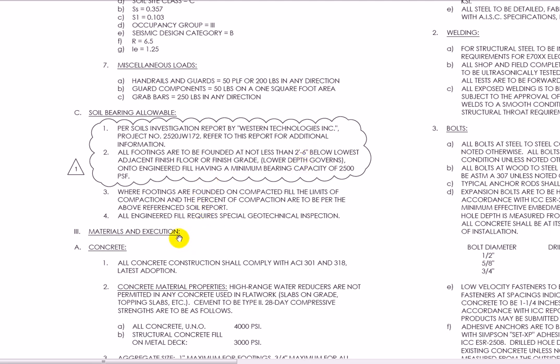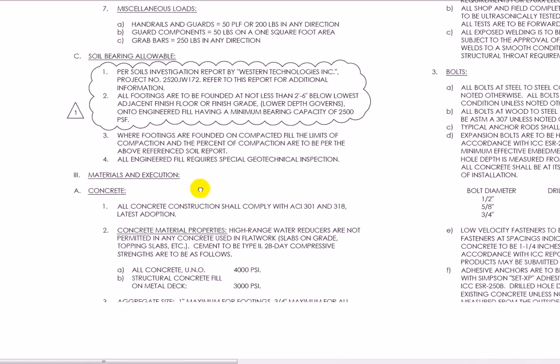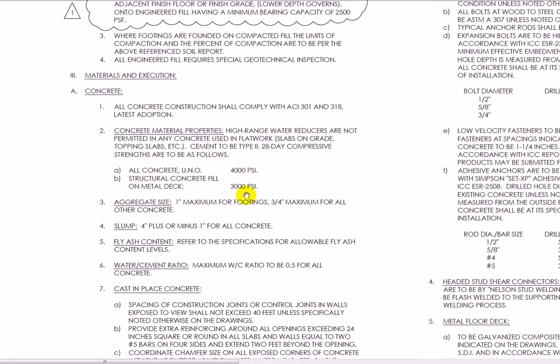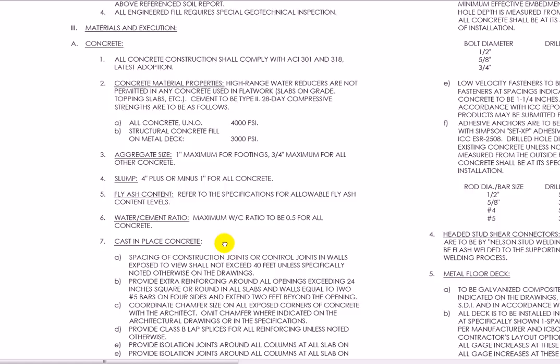Materials and execution next. So we have concrete construction, and this tells me what the material properties should be for the concrete, aggregate size, etc. Most of this is pretty boilerplate, but this tells you where you notice that there's a difference. Unless otherwise noted, 4,000 psi concrete, but the fill on the metal deck is 3,000 psi. So that's good to know.